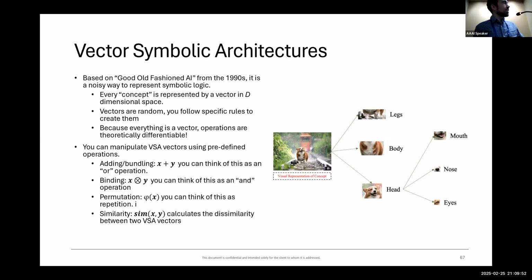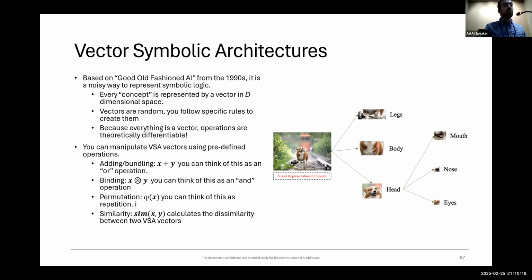So what is it? Here I've got this beautiful picture of a corgi. We can say the corgi is represented out of multiple components. It has legs, it has a body, it has a head. And this can be hierarchical. A head isn't just its own atom. A head is composed of a mouth and a nose and eyes. And so VSAs are going to be real-valued vectors that allow us to build these kinds of relationships.